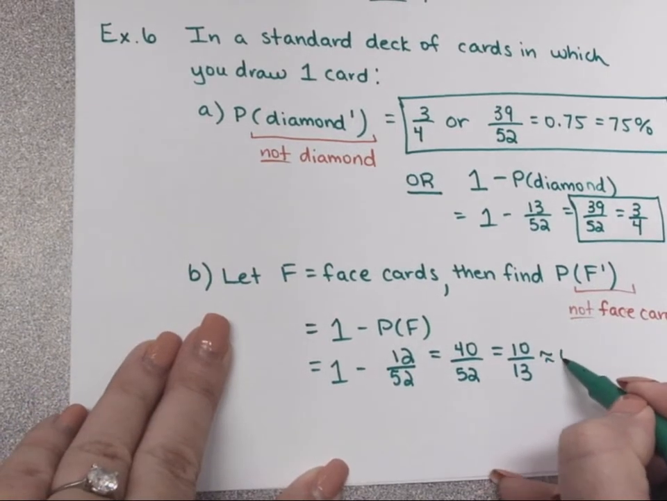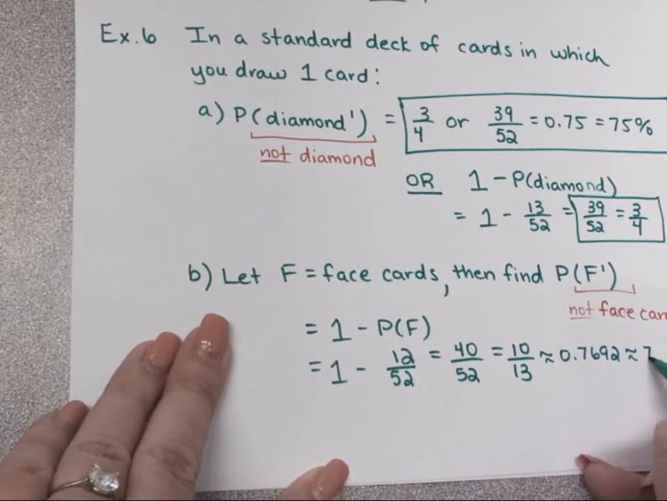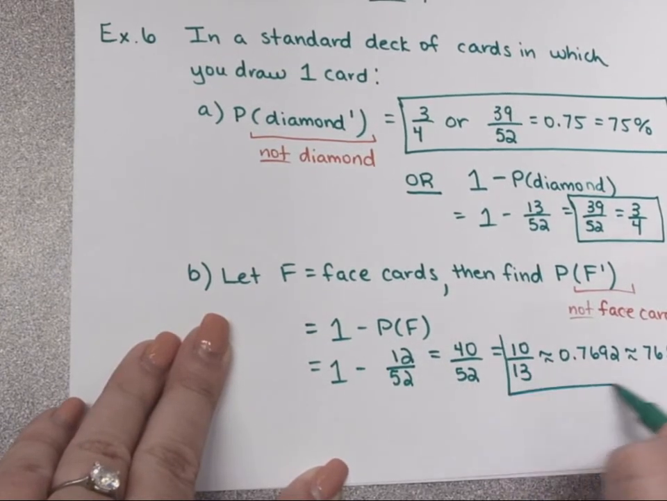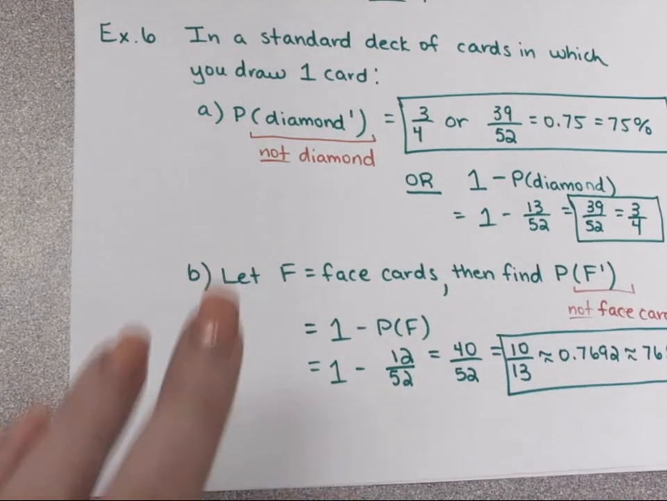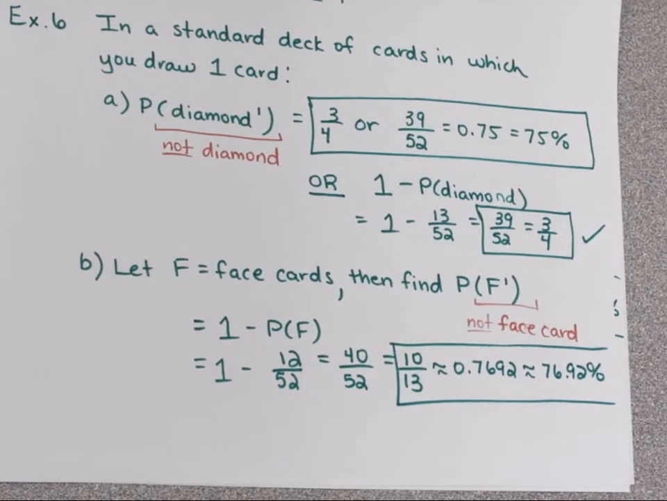So that is 0.7692, or 76.92%. Notice that when I write out the decimals, I always use 4 decimal places, so that when I do change it to a percentage, it still has how many? 2 decimal places. Okay, so I want your percentages to, in general, have 2 decimal places unless I say otherwise.